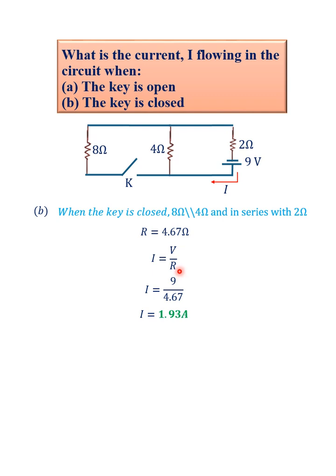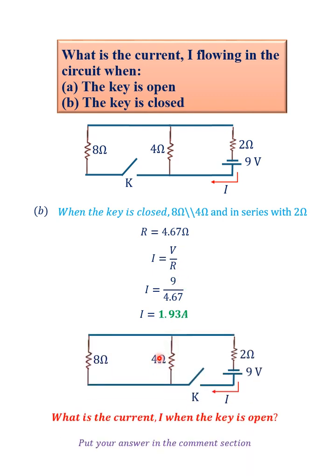If you understood what we've done, then try this simple one. This is similar to this circuit. The only difference is that I have moved the key from this point to this point. So we now have the key here. And the question is asking, what is the current I flowing in the circuit when the key is open? When this key is open, what is the current flowing?